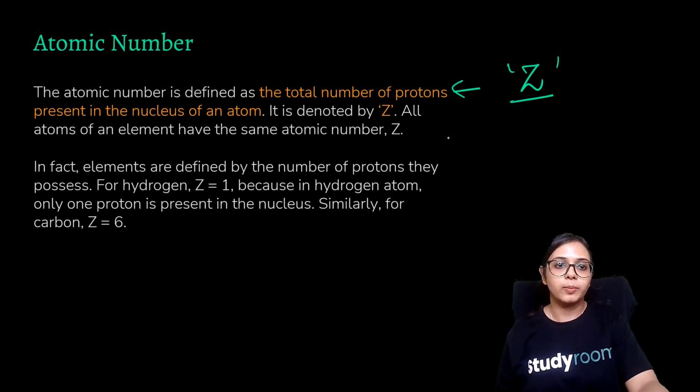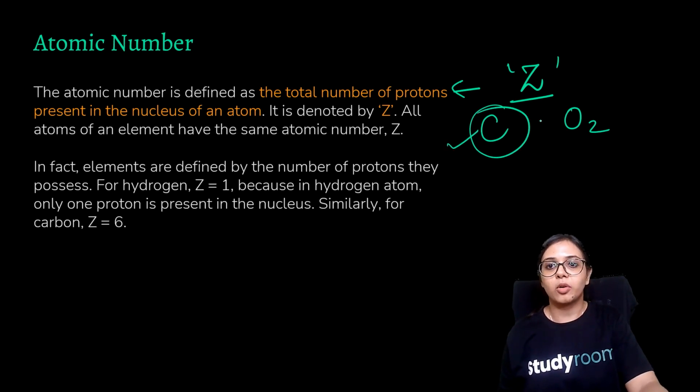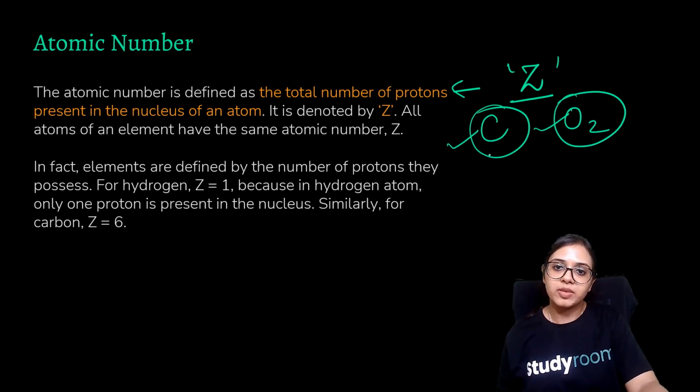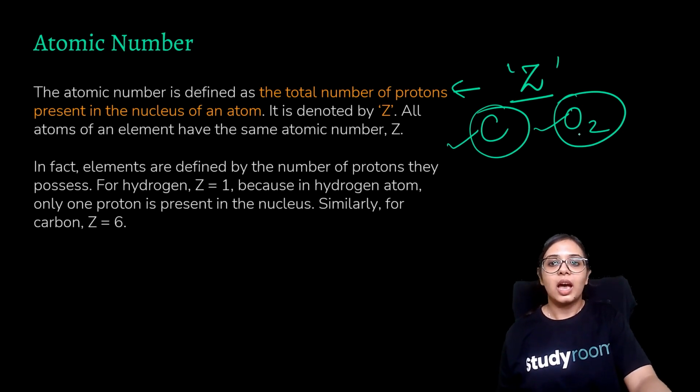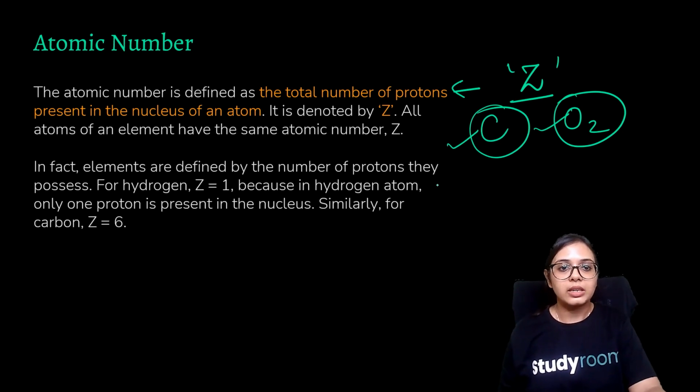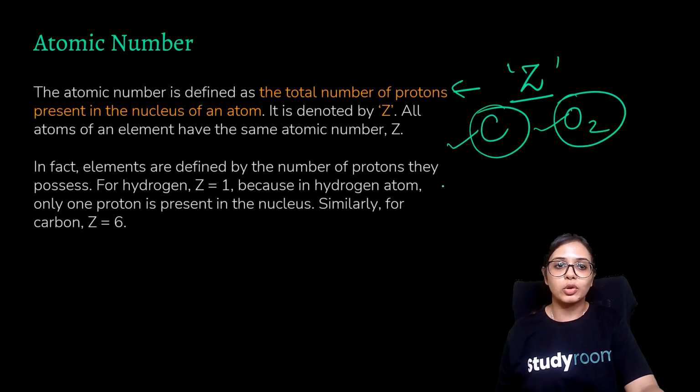So all atoms of an element, for example carbon, or oxygen. All the atoms of the element carbon would have the same atomic number, and all the atoms of the element oxygen would have the same atomic number. So in fact, elements are defined by the number of protons they possess.